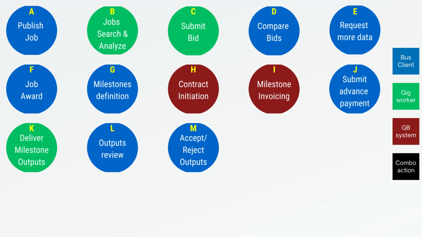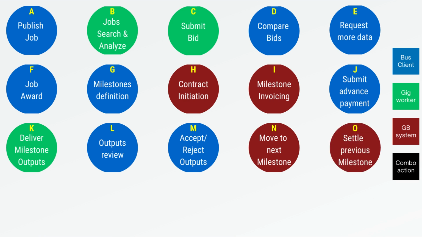If any component is rejected, then the freelancer would need to rework on the component, and redeliver it to the client. This would continue until all components mapped to the milestone have been accepted by the client. The next milestone can start only after the previous milestone has been successfully completed. At the same time, the payment for the completed milestone shall be released to the freelancer. If there are more milestones to be executed as part of the contract, then steps I through O shall be repeated until all milestones are completed.